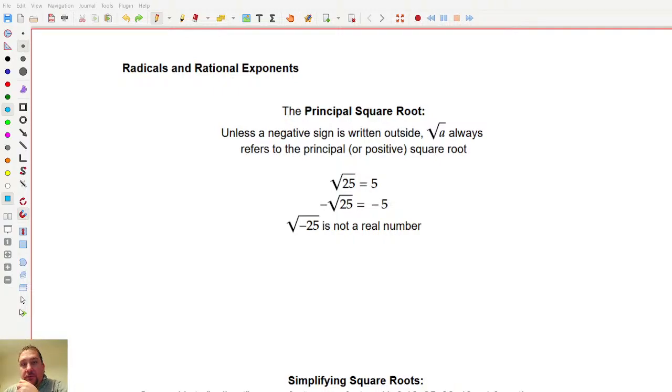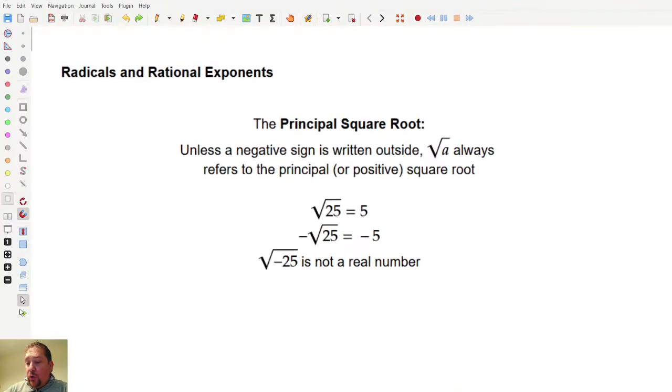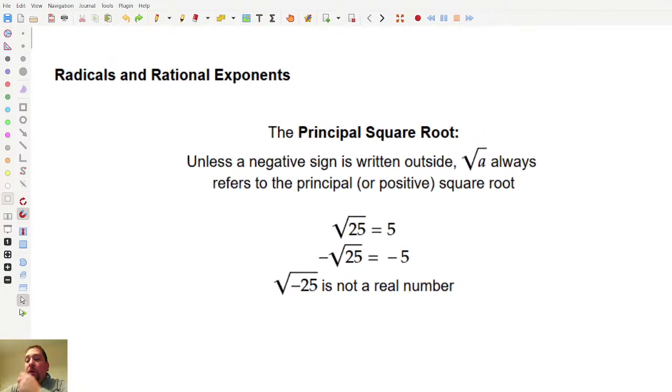Hey everyone, this is our lesson for Monday, December 1st, 2025, and it is on radicals and rational exponents. So we recently worked with the quadratic formula, which involved a square root symbol. So here we go. We're going to just kind of build off of what we already know.